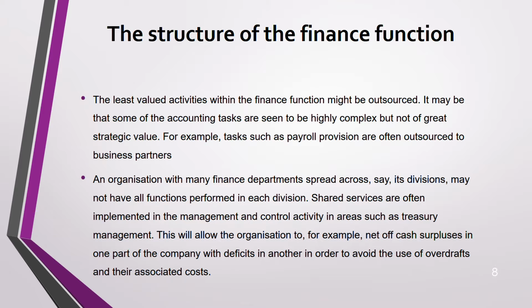Then regarding the shared services, what happens is this: the finance department is spread across, let's say, not just one division. For example, you can net off cash surpluses in one part of the company with a deficit in another. Let's say you have a group of companies. One will have a cash surplus, another might have a cash deficit. So net them off against each other, rather than dealing with one cash surplus and one overdraft. You're sharing. So what are you doing? You are avoiding the use of overdraft. The one facing a deficit might need an overdraft, but you can avoid it because you are netting it off against the cash surplus. So you're reducing the cost by sharing the finance services across the organization.